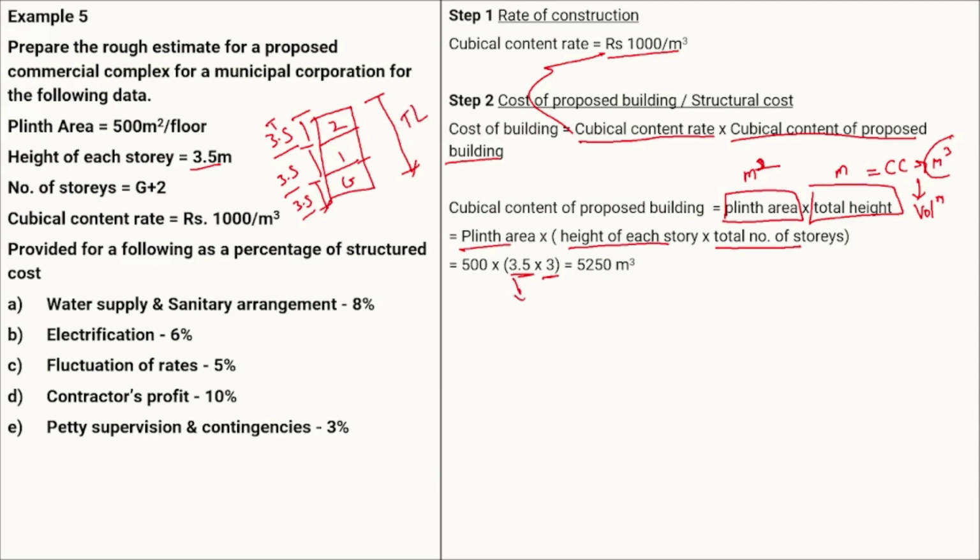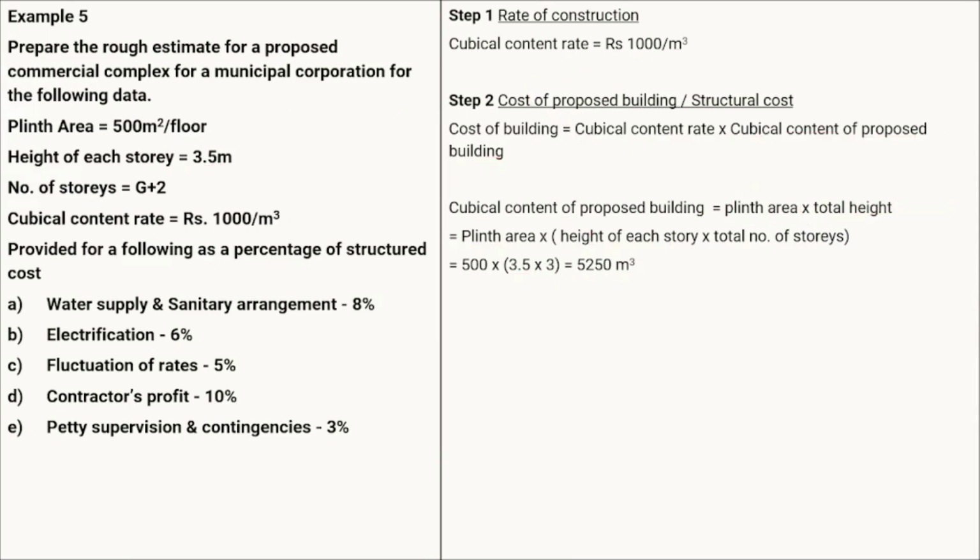So total height will be equal to the height of each story, that is 3.5, multiplied by the number of stories, 3, and this particular height multiplied by the plinth area will give us the cubical content. So the cubical content will be equal to 5250 meter cube. Okay, now we get the cubical content.